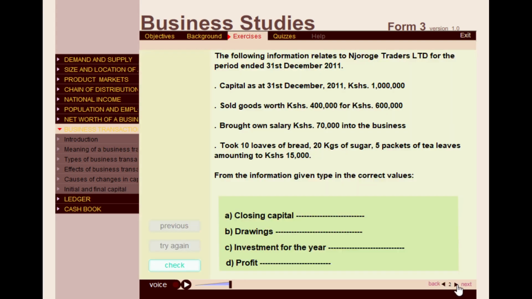Class activity. The following information relates to Njoroge Traders Limited for the period ended 31st December 2011. Capital as at 31st December 2011 was 1 million Kenya shillings. Sold goods worth 400,000 Kenya shillings for 600,000 Kenya shillings. Brought in salary of 70,000 Kenya shillings into the business. Took 10 loaves of bread, 20 kilograms of sugar, 5 packets of tea leaves amounting to 15,000 Kenya shillings. From the information given, type in the correct values.